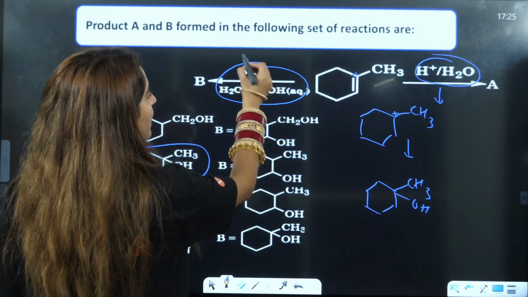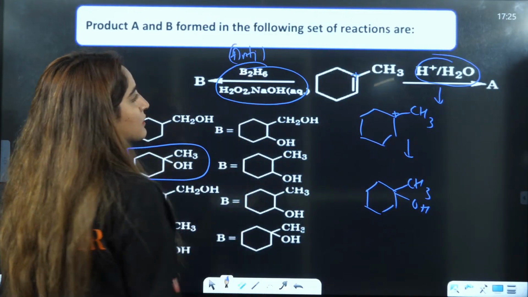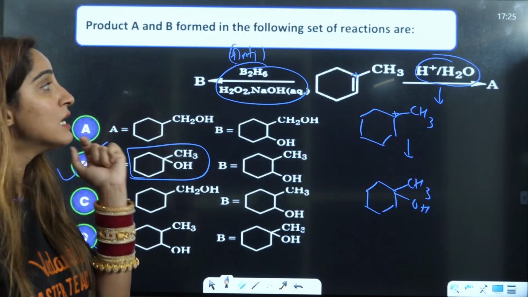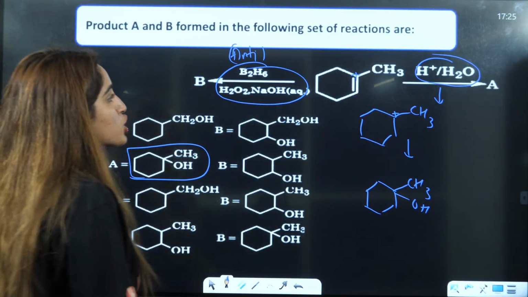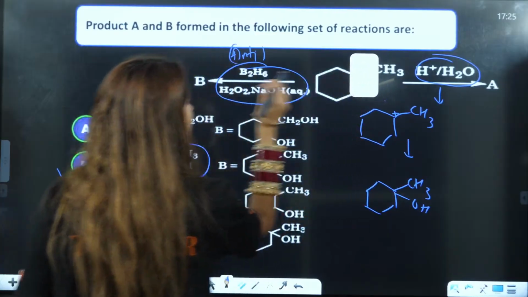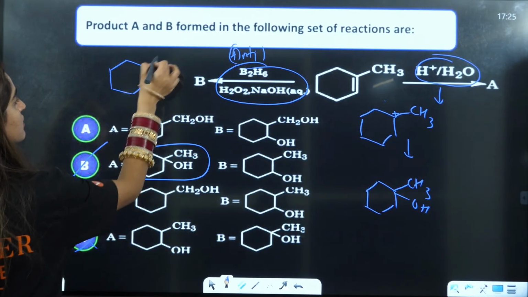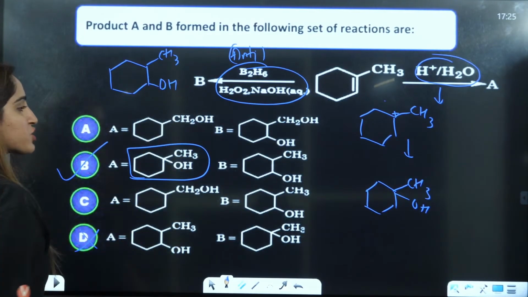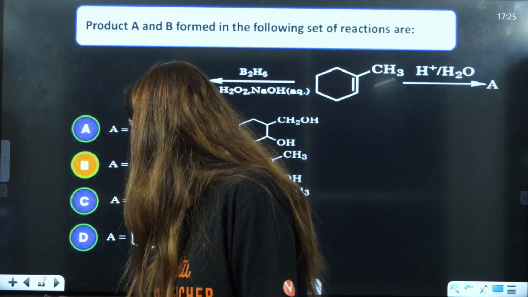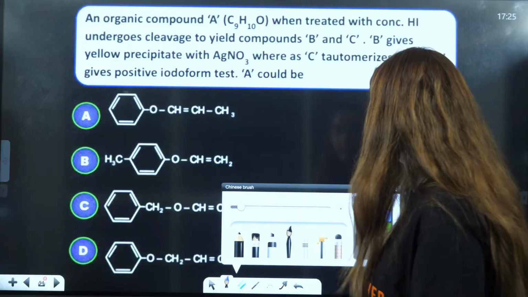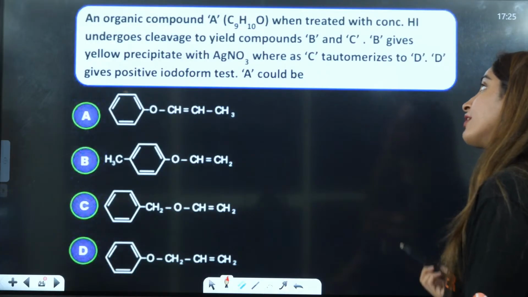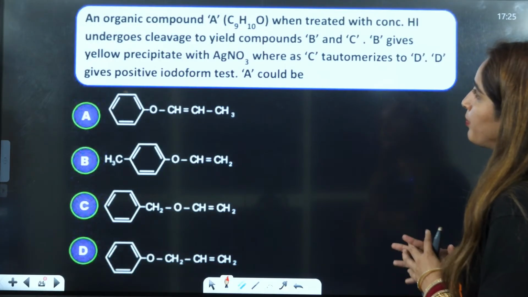So here you have anti-Markovnikov addition. That means OH is attached to the carbon which has fewer carbons, okay? So this one has more carbons, so OH will be attached here. That means the answer will be: this is the CH3 and here you will have OH. So B is also this. So B is the correct answer, okay? Understood?